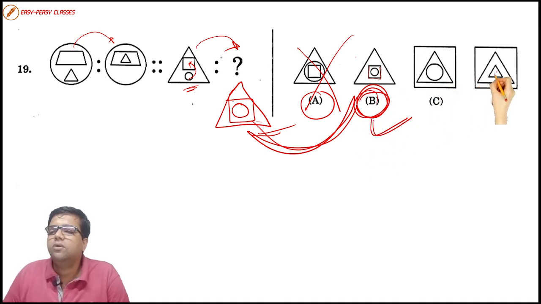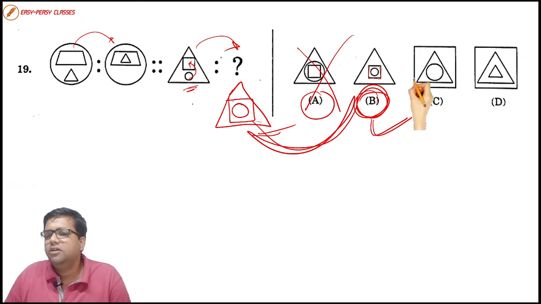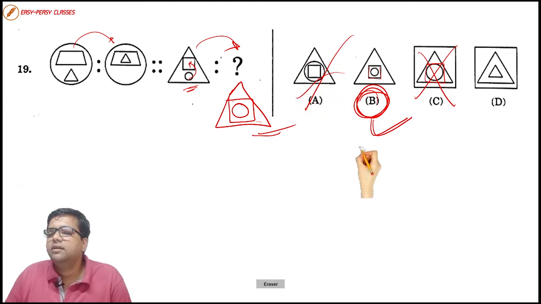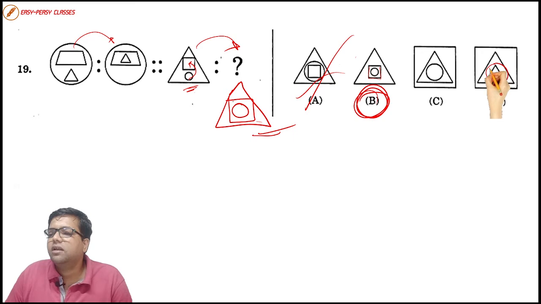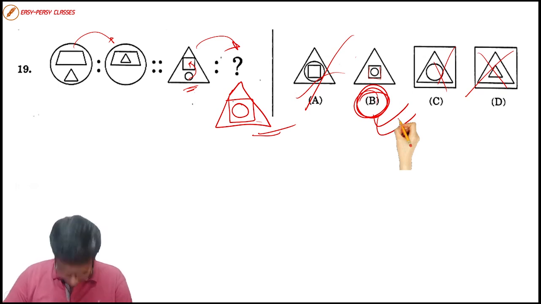Further, you need not look at option number C and D at all. Even if you look, inside the triangle we don't have a square over here, so this gets eliminated, right? And we don't have a circle and square over here, so this gets eliminated. So option number B is the right answer.